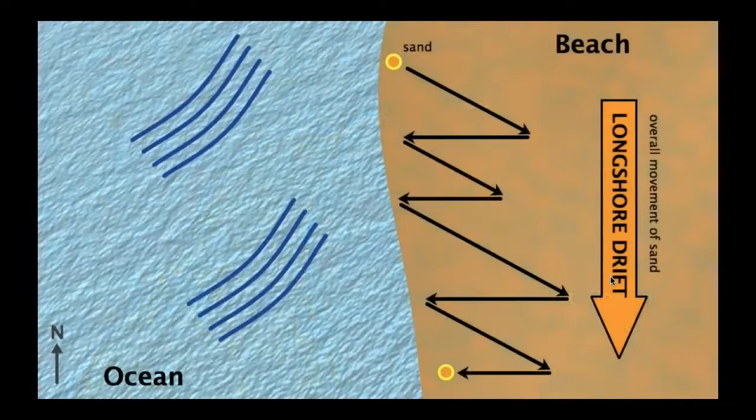Now you should be able to draw a diagram like this to explain how longshore drift works. You might also like to learn more about landforms that are formed by longshore drift. I will put some useful links in the description if you'd like to know more about this process.